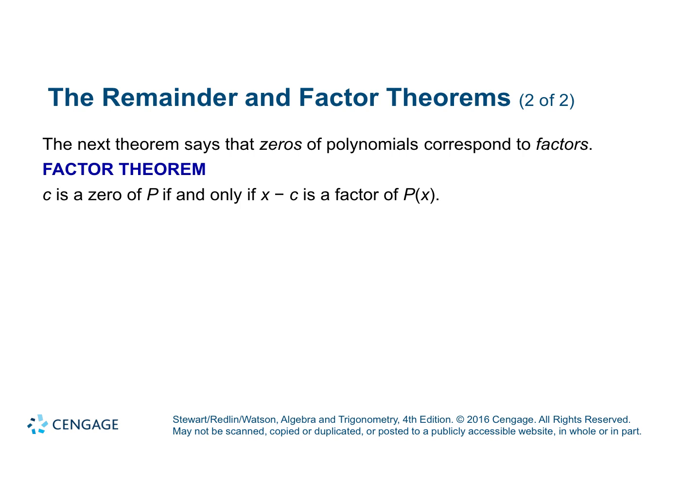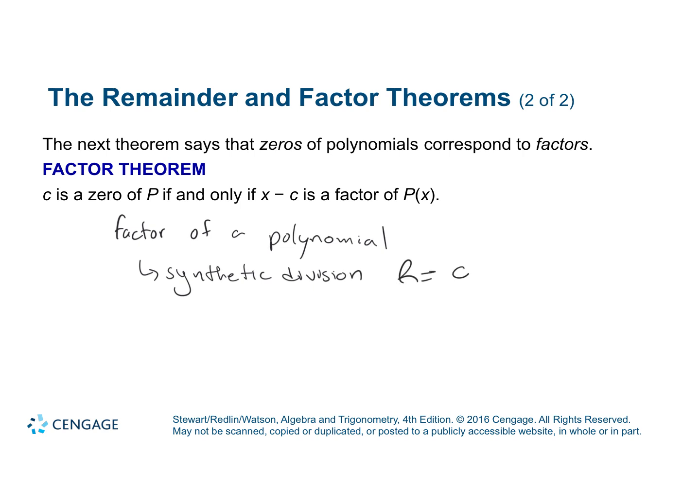That if you have a factor of a polynomial, and you do synthetic division, if it is a factor, you will get a remainder that equals 0. If it's not a factor, your remainder will not be 0. This is all this means.